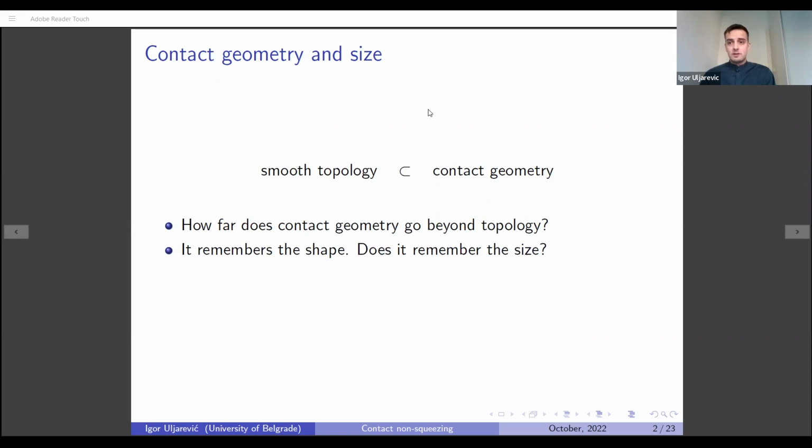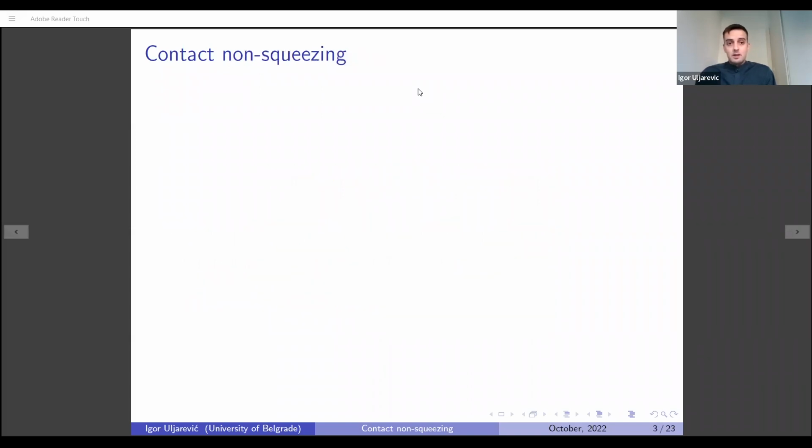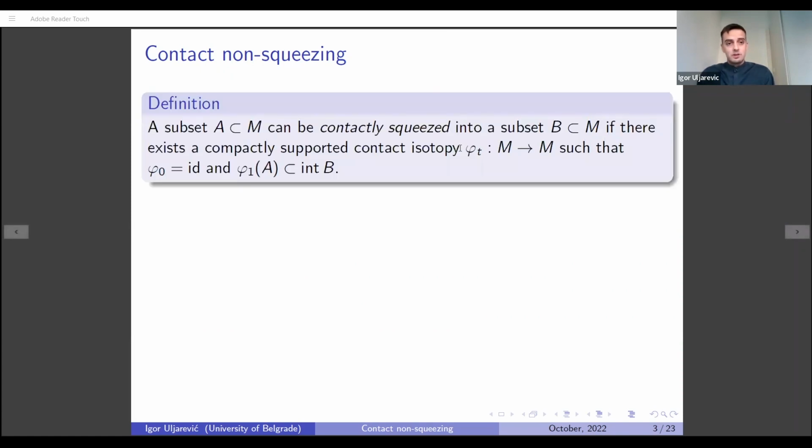There is no natural metric in contact geometry, and there is no natural volume form. Therefore, the usual tricks to measure the size do not work in the setting of contact geometry. In the absence of a natural volume form and metric, a convenient way to address the notion of size in contact geometry is via contact non-squeezing.